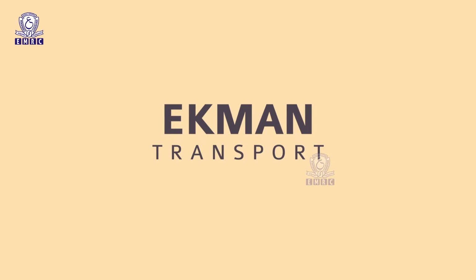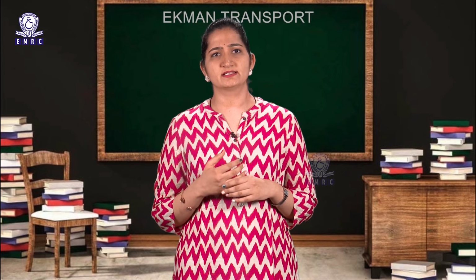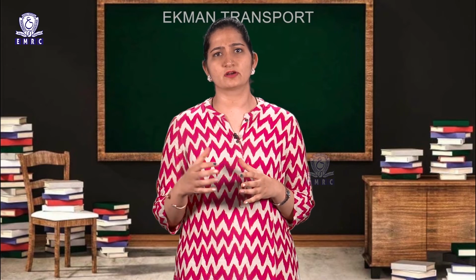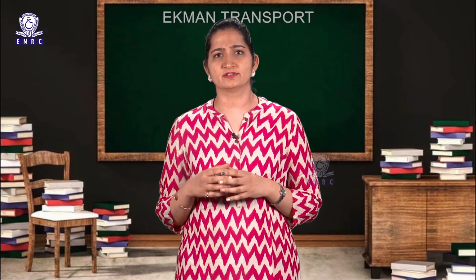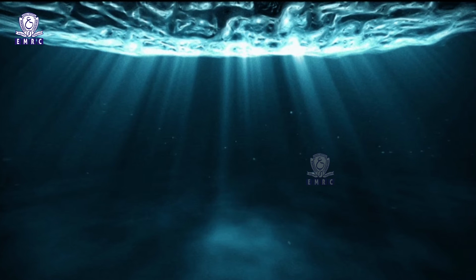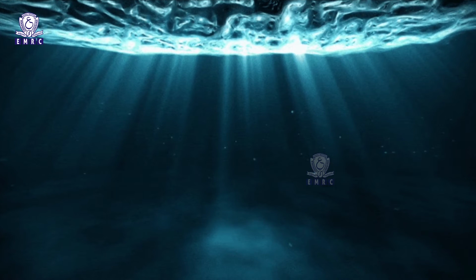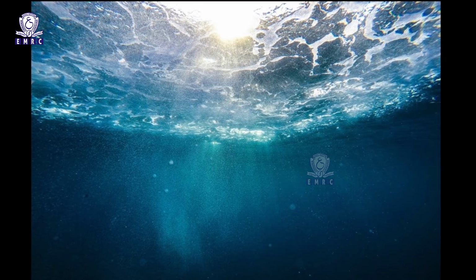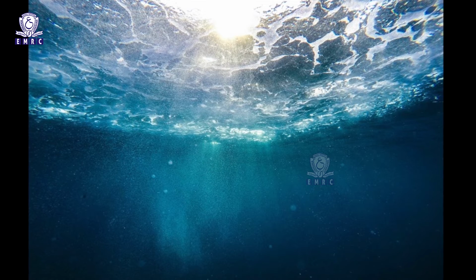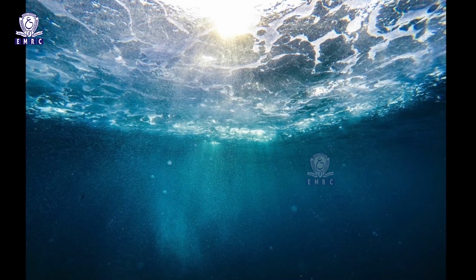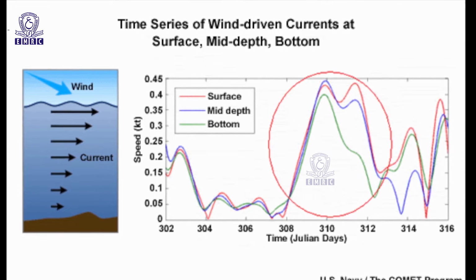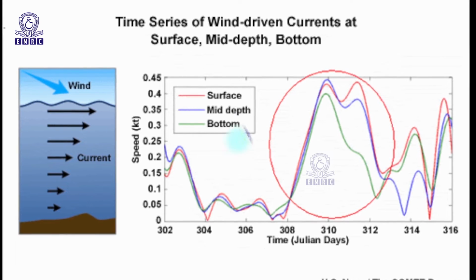Ekman transport. Surface winds and ocean currents are intimately related to each other. Winds normally blow across water and drag on the surface. This sets a thin layer of water to move and tries to drag on the water present below. This process continues downward, transferring the momentum continuously towards the deep layers. The energy is lost in the process. As a result, the current speed decreases with depth.